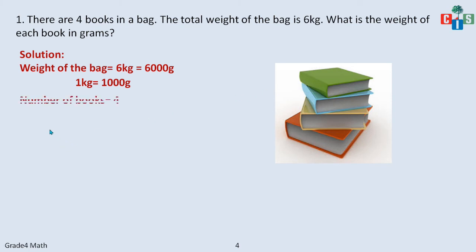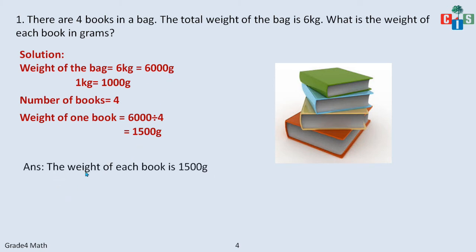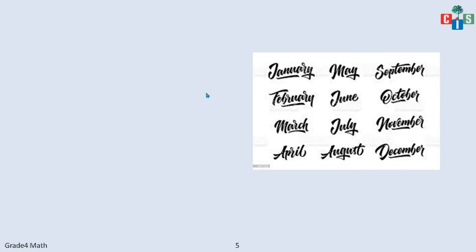Fine. And we have to find out the weight of each book, but the number of the books are 4. So the weight is 6000, the number of the books is 4, we will divide. To find the weight of one book, we will divide 6000 by 4. Yes, so the answer will be 1500 grams. Now it is grams because 6000 is in grams. Fine. So my final answer will be the weight of each book is 1500 grams. Clear? Yes? Okay. Now moving on to the next question.